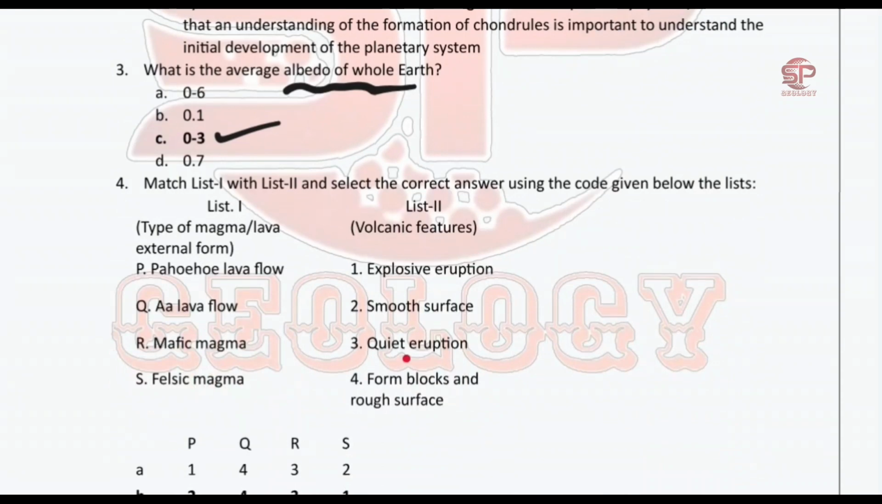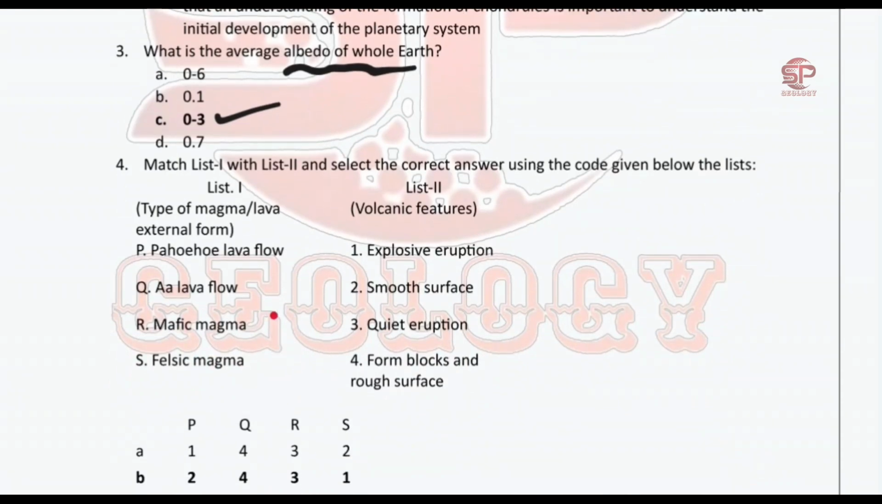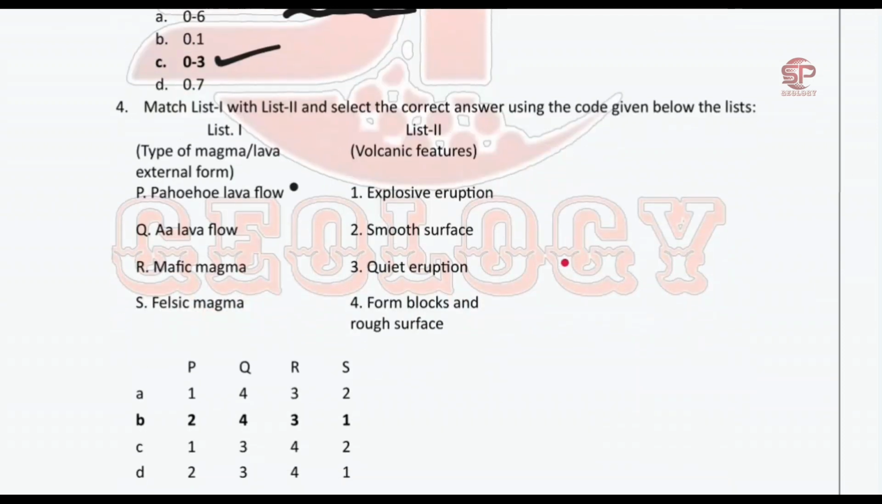Then comes a very easy question. Pahoehoe lava is otherwise called ropey lava. Ropey lava always produces a smooth surface. Then aa lava is called blocky lava. It always forms a rough surface, a blunt surface you can say.